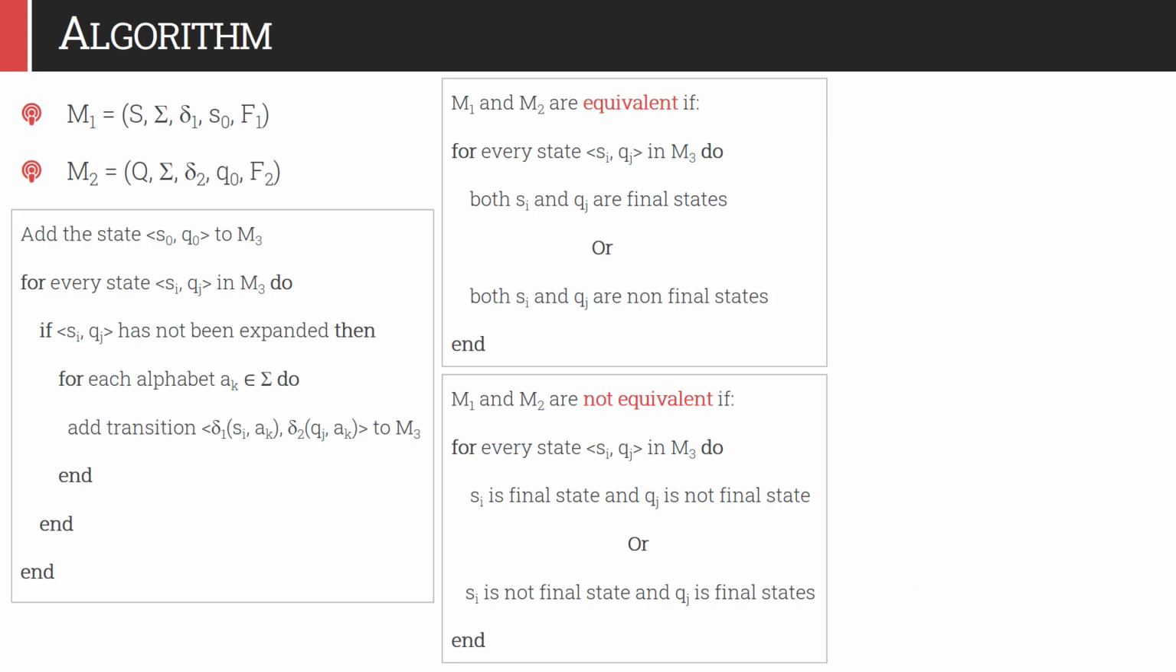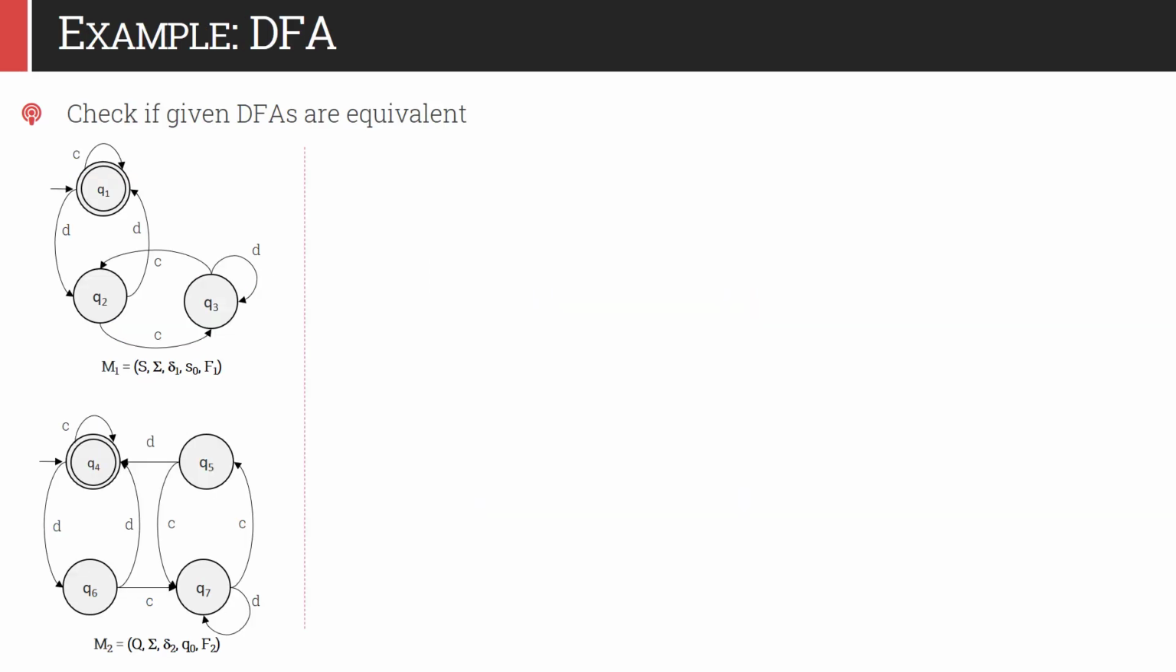So this is the algorithm we have discussed: we have to create the combined machine, and if every pair of Si, Qj in machine M3 is either a final state or a non-final state, then the two machines M1 and M2 are identical, otherwise they are not. So let us understand it through an example.